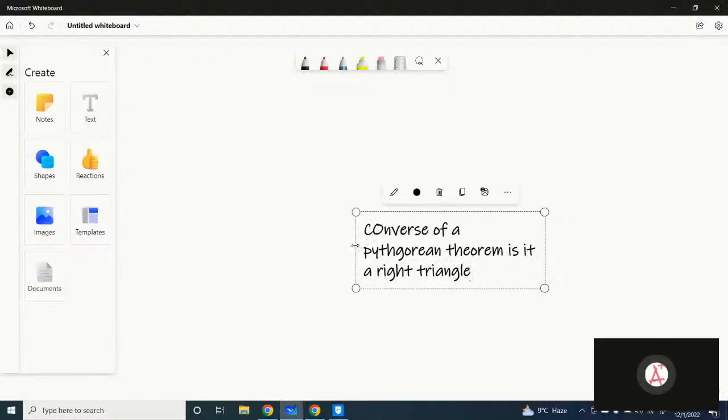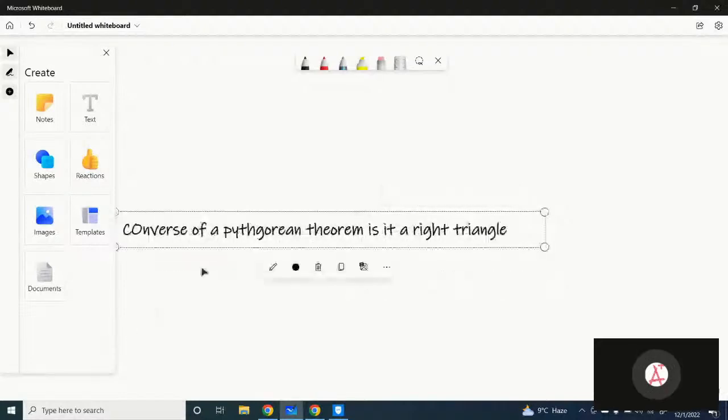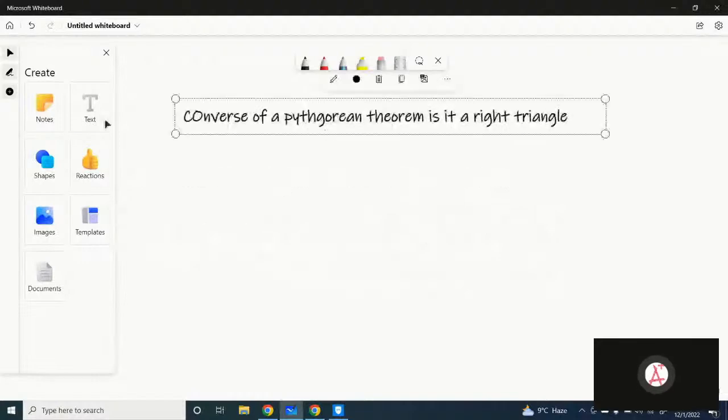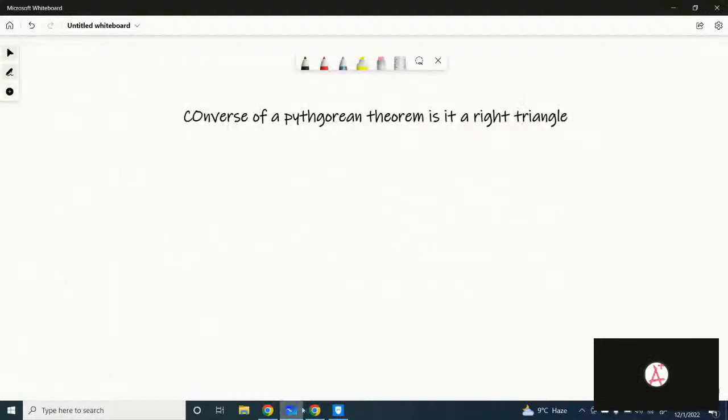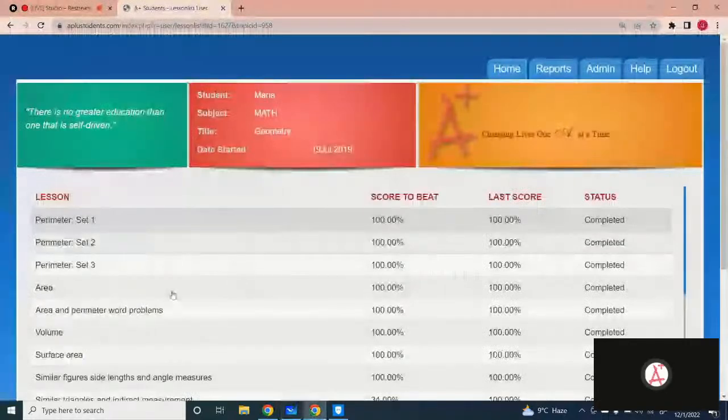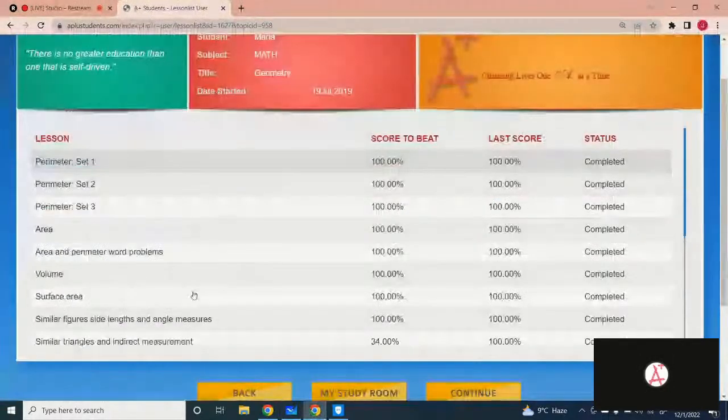Okay, that is the lesson name we're going to start with: converse of a Pythagorean theorem. Is it a right triangle? Let me just go to the lesson.